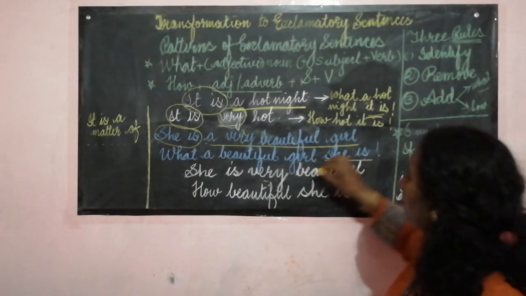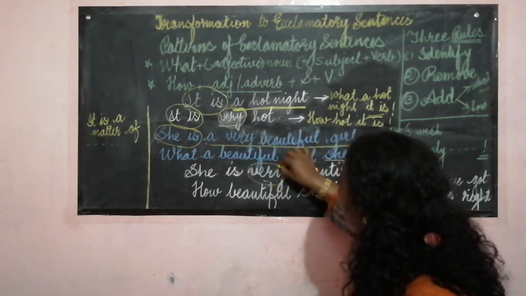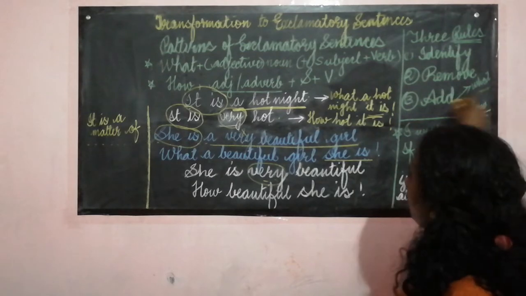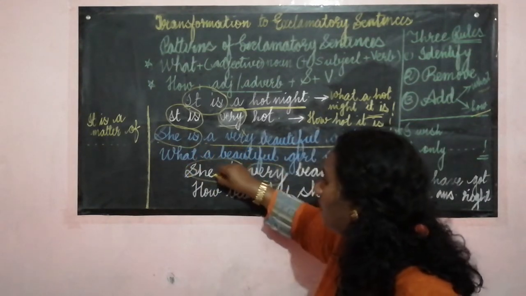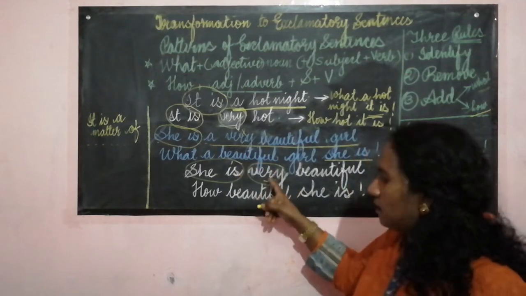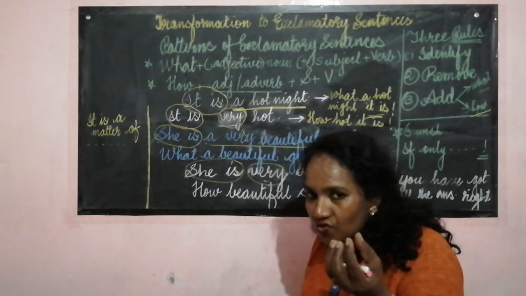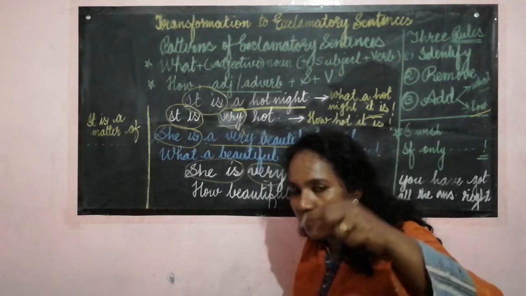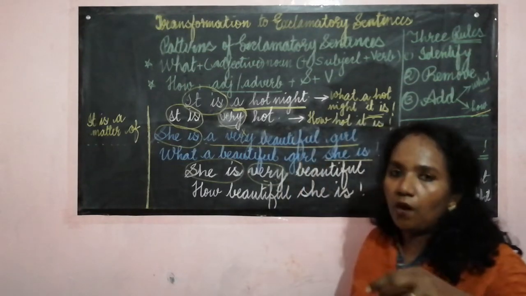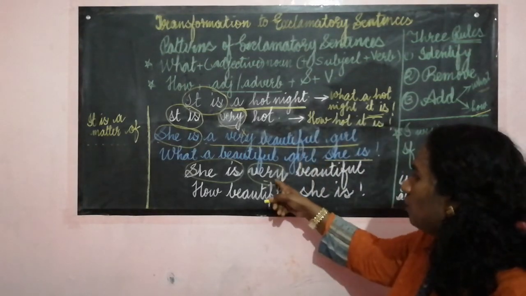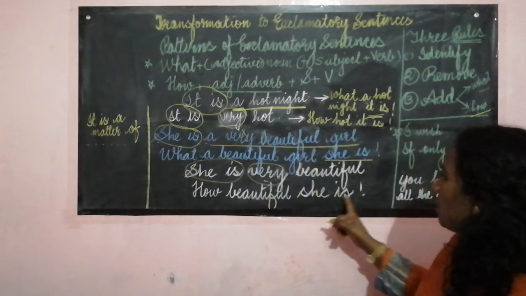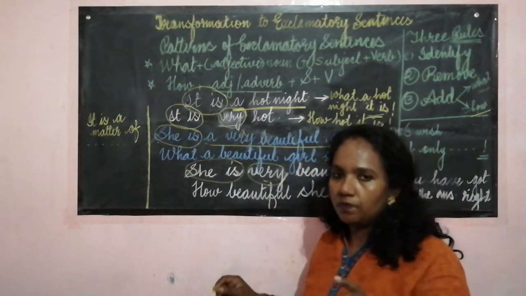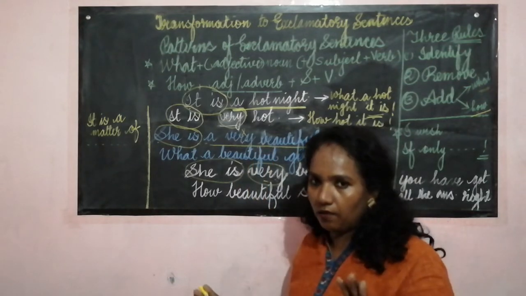How. We have to remove very and put how in place of very. She is, subject plus verb. We have to identify that first of all. Second, that stressing word, the word which gives more stress to the noun or an adjective, is to be removed. In place of this we have to use how. How beautiful she is. I hope these two examples are very clear.